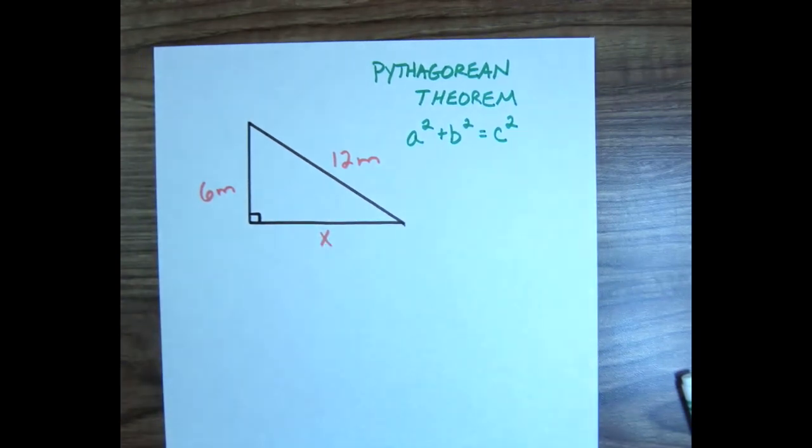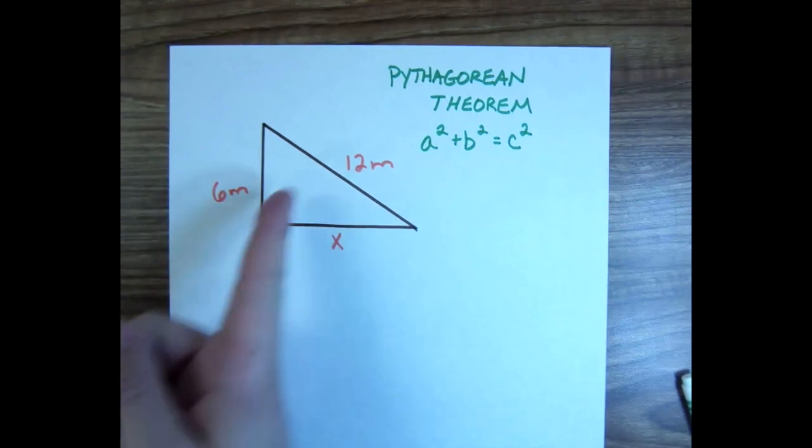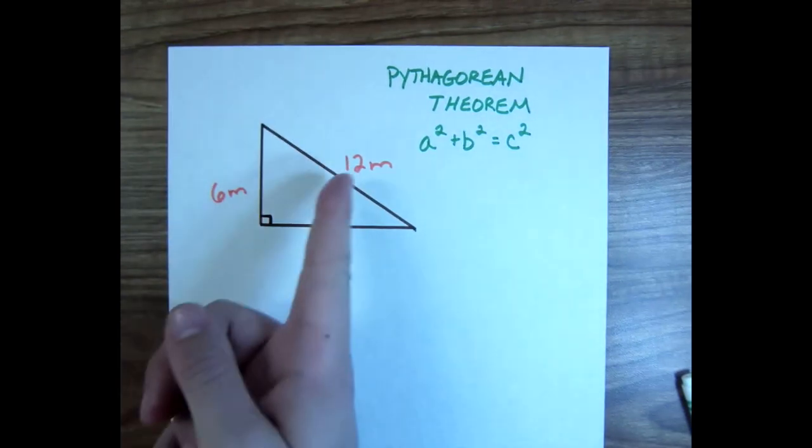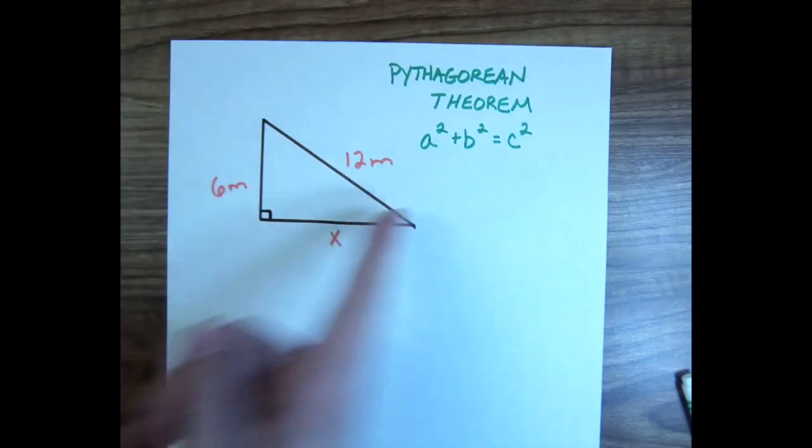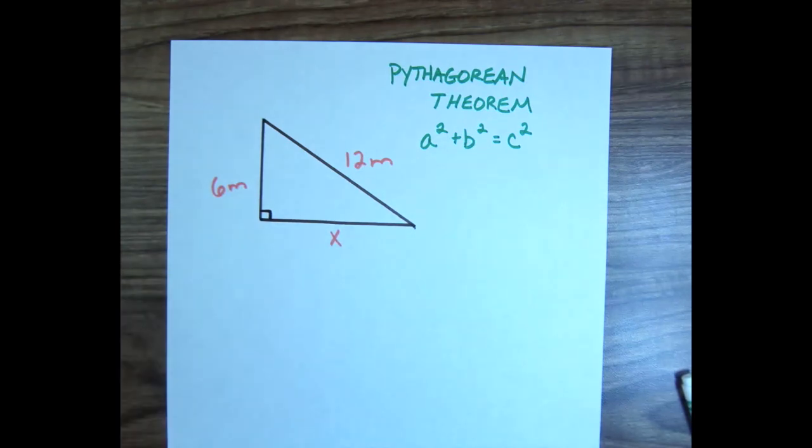It's the hypotenuse. Define hypotenuse for me. How do I know where the hypotenuse is? Exactly right. The hypotenuse is always the one that is opposite the 90-degree angle. So this diagonal side here, the one across from 90 degrees, is always going to be the hypotenuse.